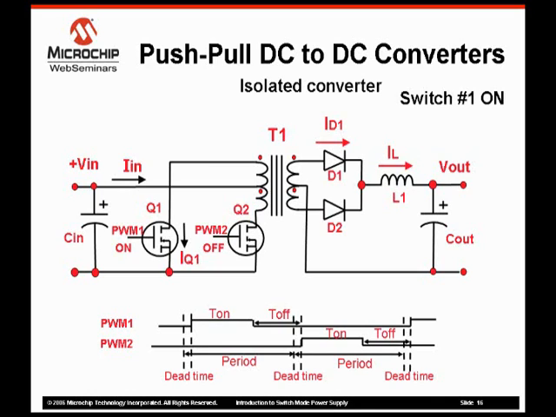Note the dots drawn next to the transformer windings. These dots indicate polarity of the windings. The current flow in a primary winding will match the direction in the current flow in a secondary winding.